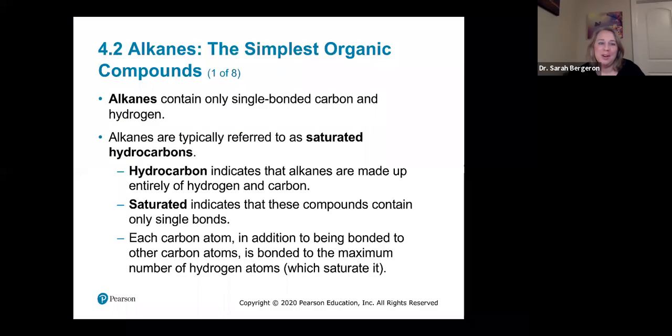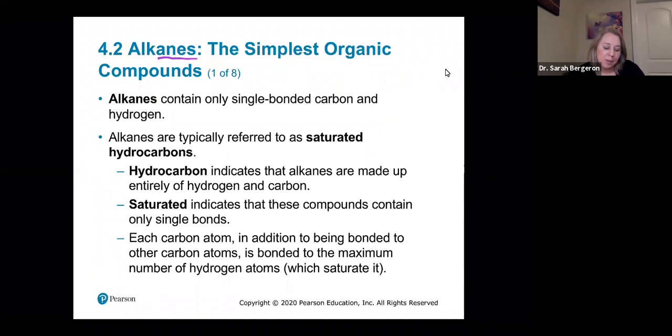All right, so we are on chapter 4, section 2, and we're going to talk about the simplest kinds of organic compounds. When we say simple, we mean only carbon and hydrogen. Those are the only two atoms that are going to be in the entire formula. And so we call these compounds alkanes.